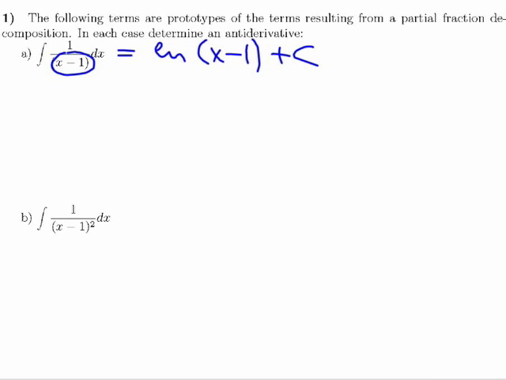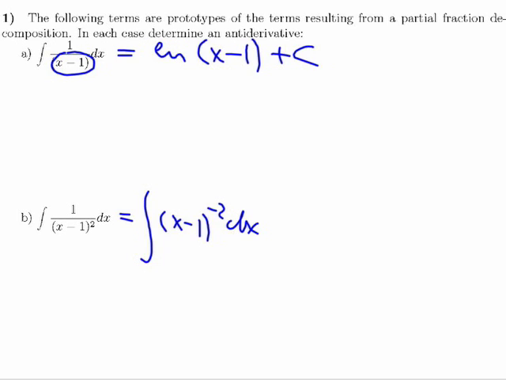Right, the next integral in part b is very similar, just we don't have x minus 1 in the denominator, but we have x minus 1 squared. Well, to make it easier, we could say this is the integral over x minus 1 to the minus 2 dx.